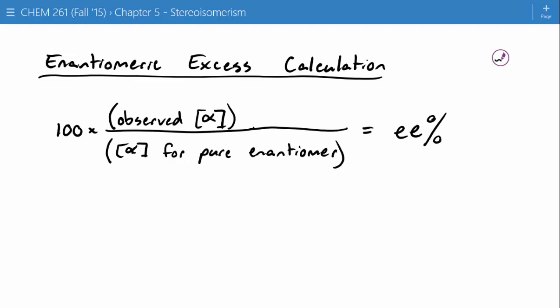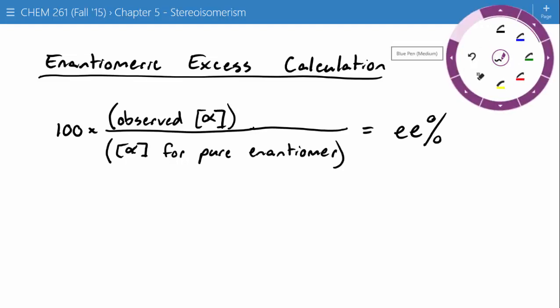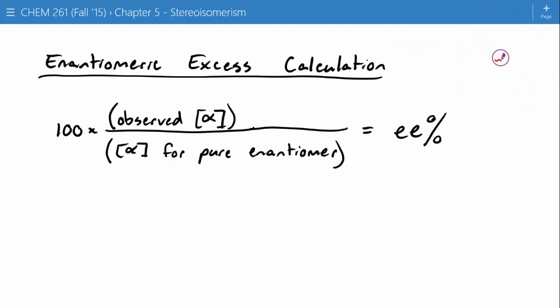So let's take an example of this. Let's say I've got a compound and its normal observed rotation in its pure form is 15 degrees. So it takes that polarized light that's going straight up and down and it bends it by 15 degrees after it travels through. But our sample that we made only rotates at 10 degrees. Let's do this calculation.